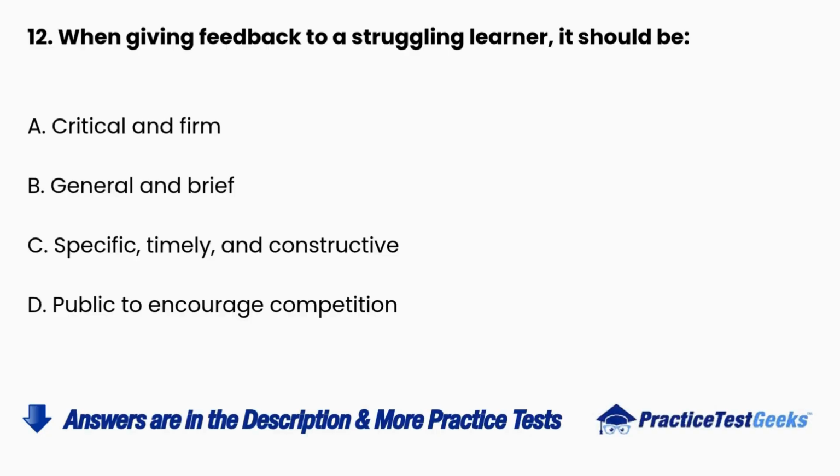12. When giving feedback to a struggling learner, it should be A. Critical and firm. B. General and brief. C. Specific, timely, and constructive. D. Public to encourage competition.